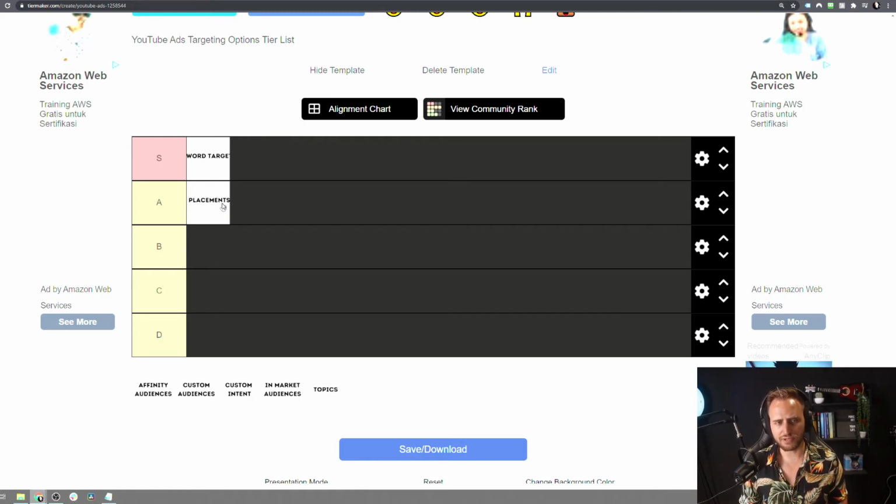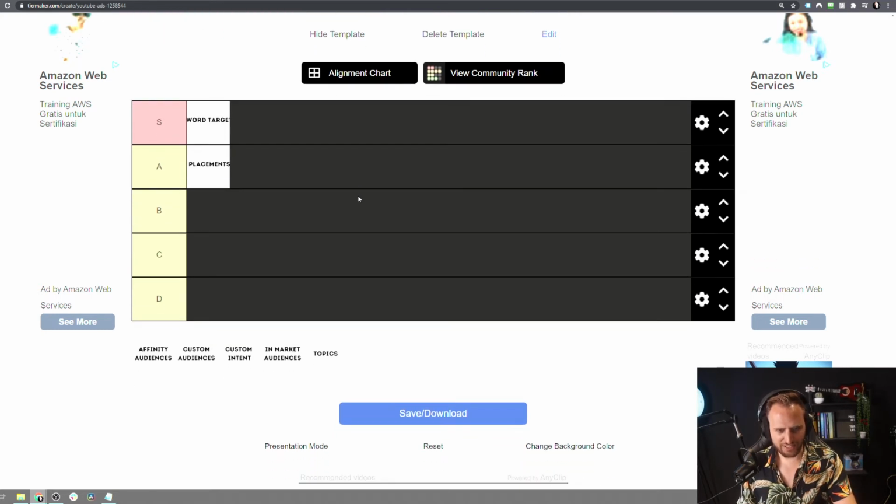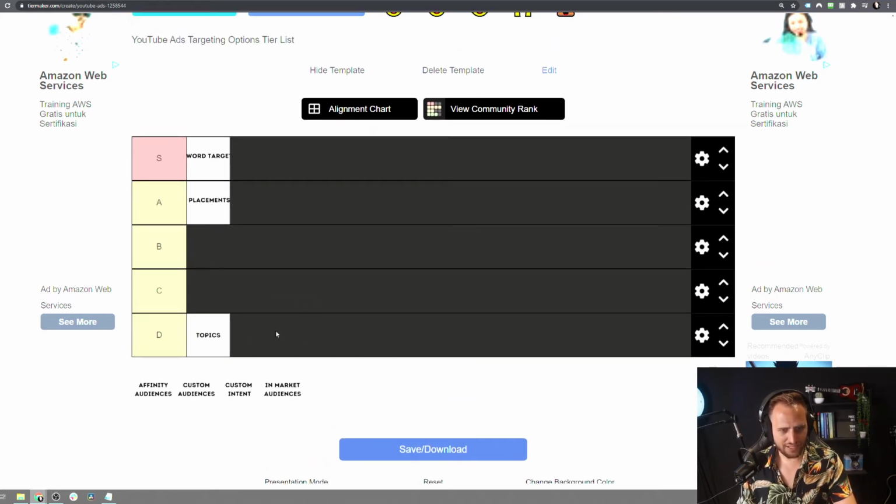mix your targeting between keywords and placements. These are actually about 80% of all of our campaigns, keywords and placements. Those are the S and A tiers. All right, let's put one in that kind of sucks. All right, I'm going to put topics.